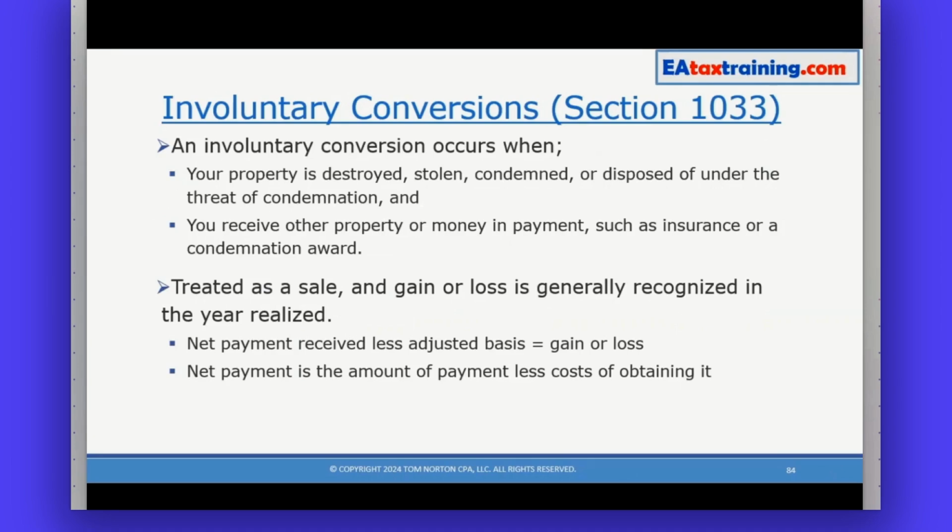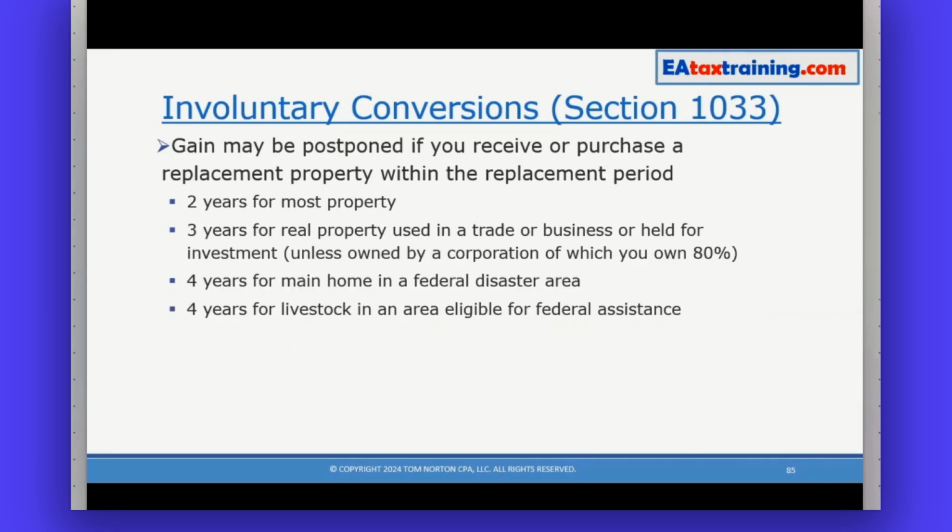And you determine the gain or loss just like you probably think you would. You take the amount that you received. So if you got insurance money, you take the amount of insurance money that you received minus your basis in that property. That is your gain or loss. The net payment, so like the insurance proceeds, if you had to hire a lawyer in order to get the insurance company to pay up, then you get to deduct your legal fees from that insurance proceeds in order to determine what the net proceeds were. So that's the general rule, is that you're going to have a gain or loss.